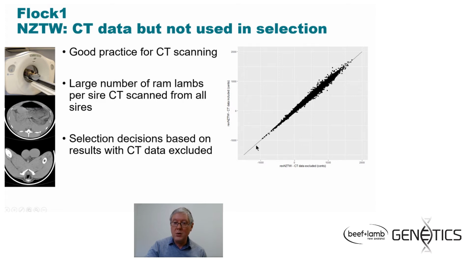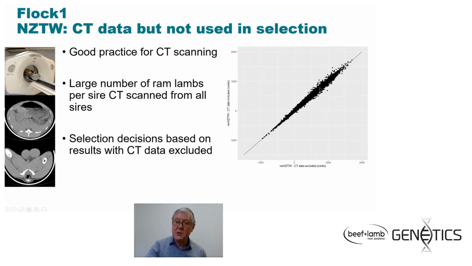Now I've drawn onto all of these graphs this line on the 45 degrees, and that's the point where this index and this index are equivalent. So if it's minus 1,000 cents here, it's minus 1,000 cents here, and if it's plus 2,000 cents here, it's the same value here. And if there was no difference between the two indexes, then all of those dots would be sitting right on that line.